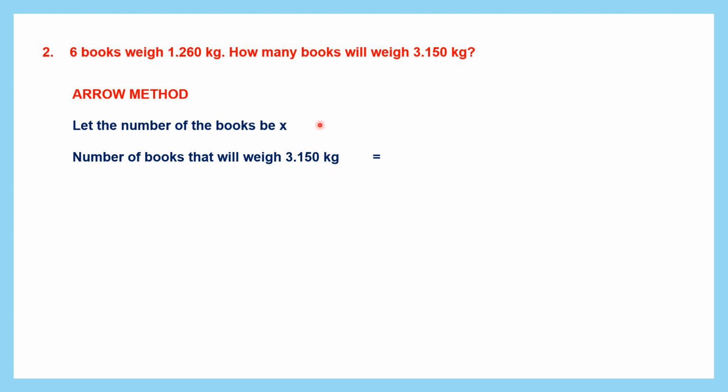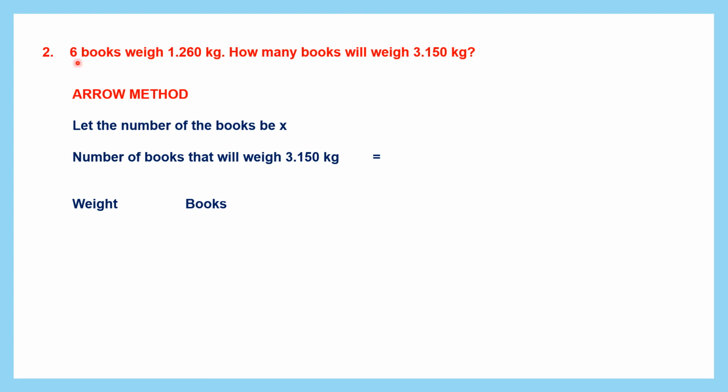Now we have to look for important words, like I said, key words. One is books and the other one is weight. What you need to find, you will write on your extreme right. So we're going to make two columns. One column is weight, one column is books. Because we have to find books, I put it on the right hand side.